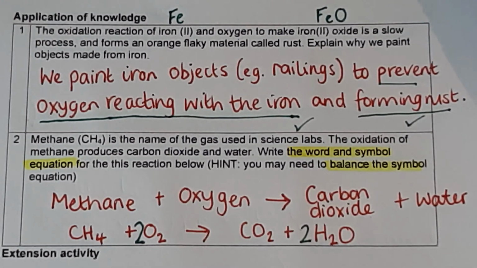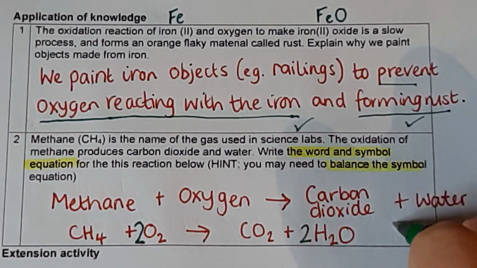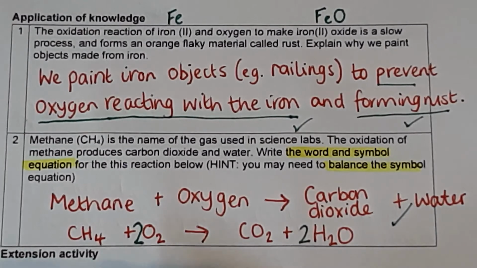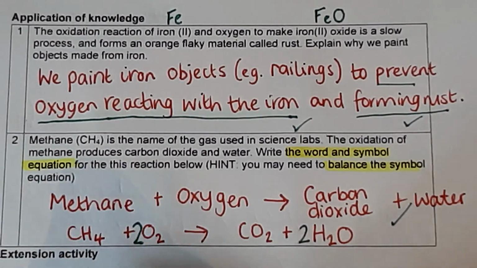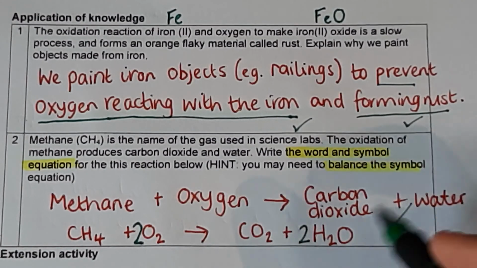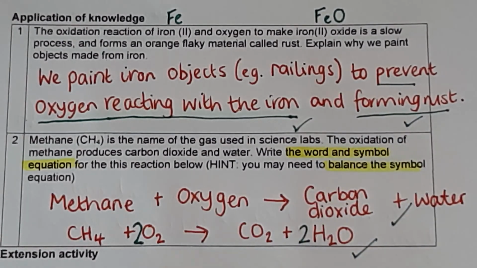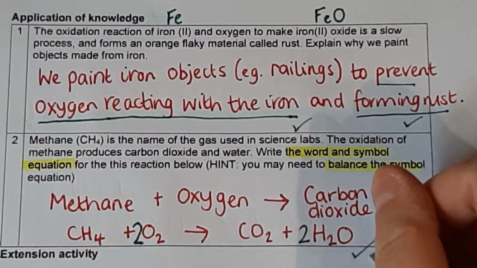Question 2. Write the word and symbol equation for the reaction and balance it. So it's methane plus oxygen turns into carbon dioxide and water. You have a mark for the word equation, a mark for the chemical symbol equation, which is CH4 plus O2 turns into CO2 and H2O, and then the third mark is for balancing it, so it's 2 lots of O2 and 2 lots of H2O.